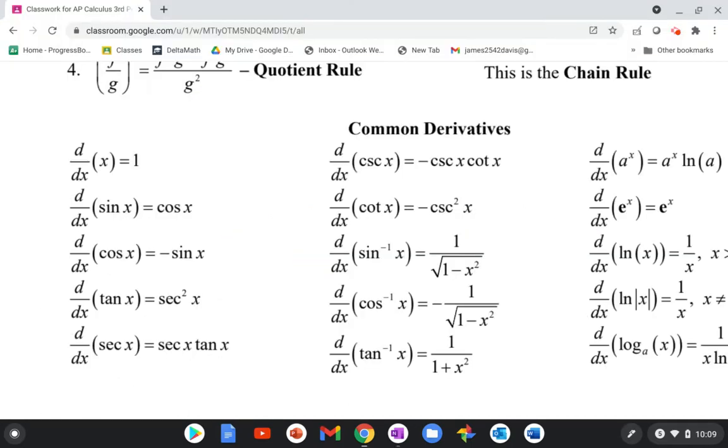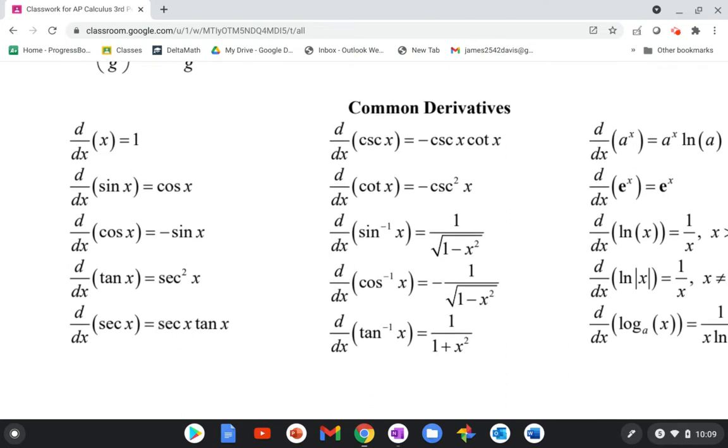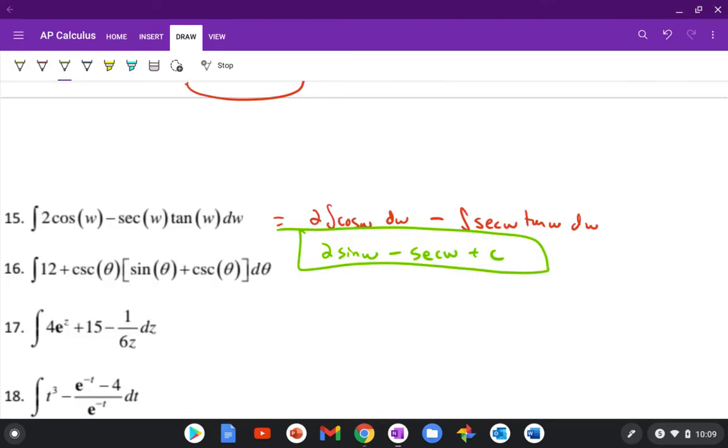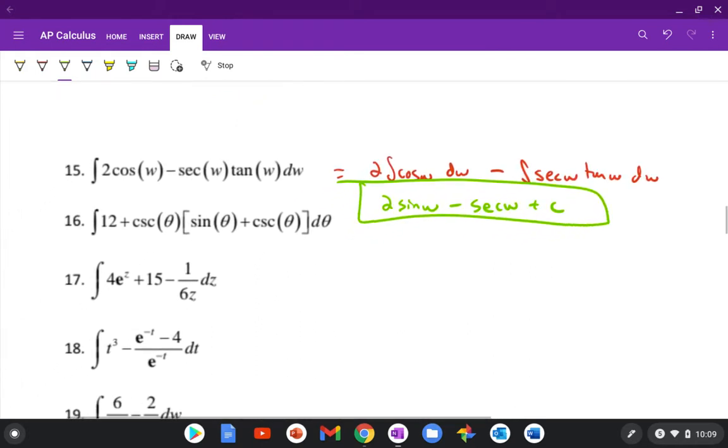So you go back and look again. The derivative of secant here is secant x tan x. So the derivative of secant of w would be secant w tan w. All right, and let's go ahead and do this other trig function here. It can be a bit tricky.